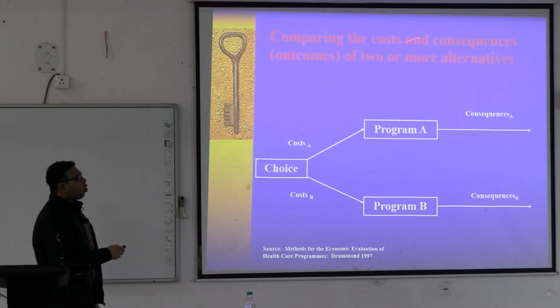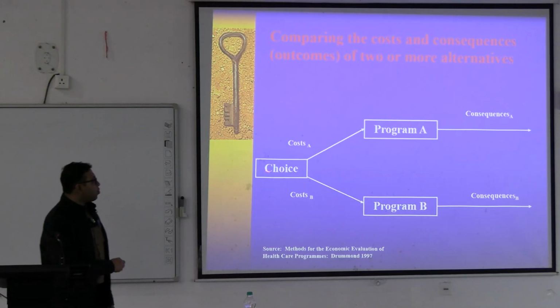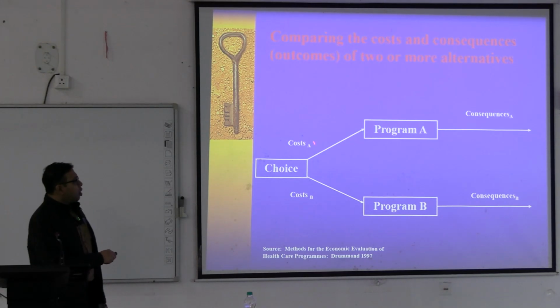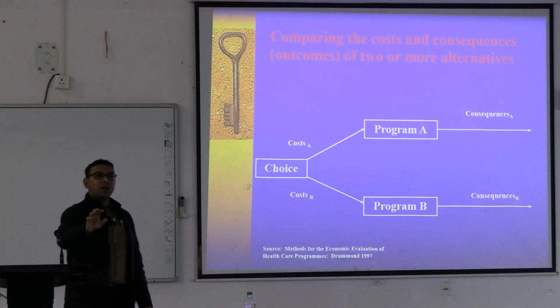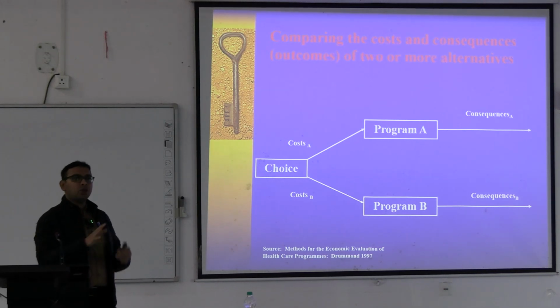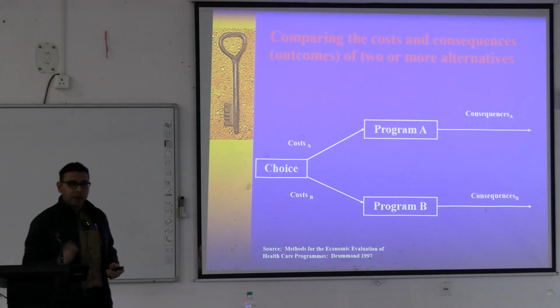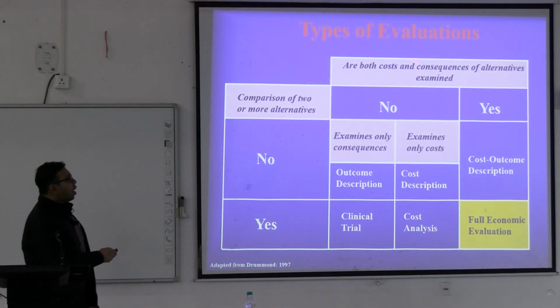So we can compare the cost and consequences or outcomes of the two or more alternatives. What I am discussing, for example, this is the choice. This is for program A, there is cost A, for program B there is cost B, and there is consequences A, there is consequences B. Program means that may be a health program, that may be a single drug given for a single disease, there may be some vaccination, that may be some operation, two types of operations, anything can happen. So there are two alternatives, for example. So there are different types of evaluation for these two alternatives.